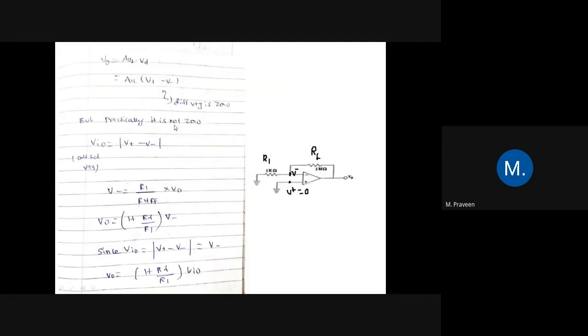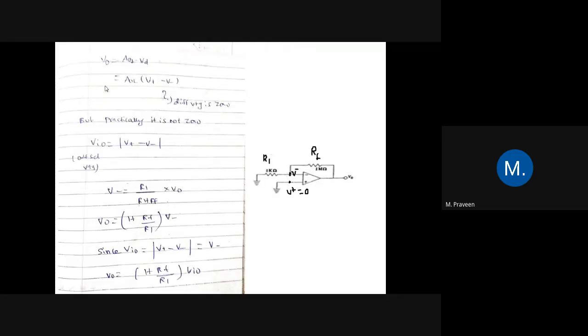Now, if it is a non-ideal op amp, we have the formula: V naught is nothing but the open loop gain times the difference of voltage, that is V plus minus V minus. V plus is 0 and V minus also is going to be 0, but due to certain parameters, the difference of voltage will not be 0. So in order to make the value 0, we are going to apply an offset voltage. By applying the offset voltage, we can make the difference of voltage 0. Here the offset voltage is given, which is 1 millivolt.